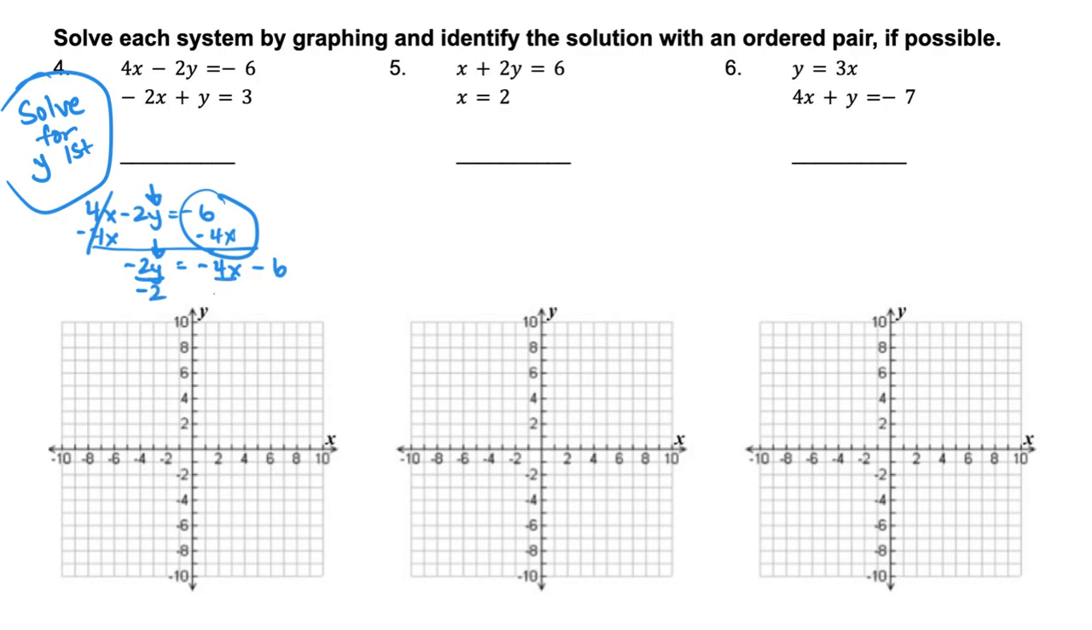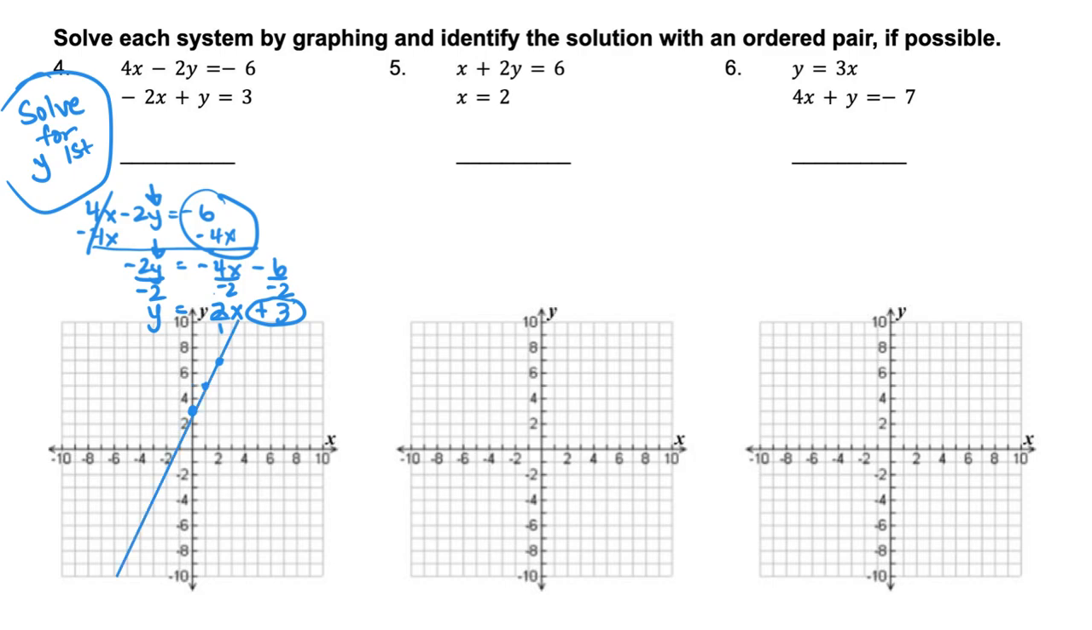So I'm going to divide every single thing by negative 2, and I'm left with y equals negative 4 divided by negative 2 is positive 2x, and negative 6 divided by negative 2 is positive 3. So this is my new equation that I'm going to graph. I'm going to start on the y at 3, and my slope is 2 over 1, so I'm going to go up 2 over 1, and then I'm going to use my straight edge to connect those points.